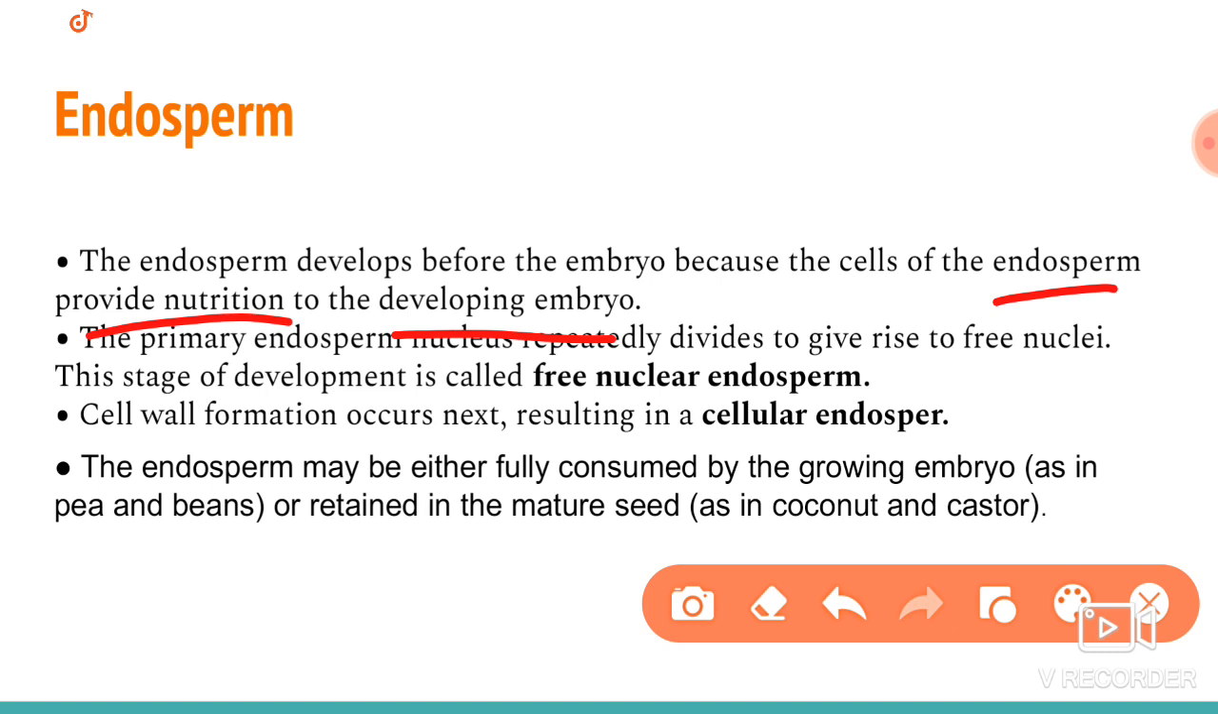If you take the example for protein, we can take maize. Endosperm richly contains protein. And if you take rice, it has a rich amount of carbohydrate. Like that, different nutrients are present in the endosperm cells.